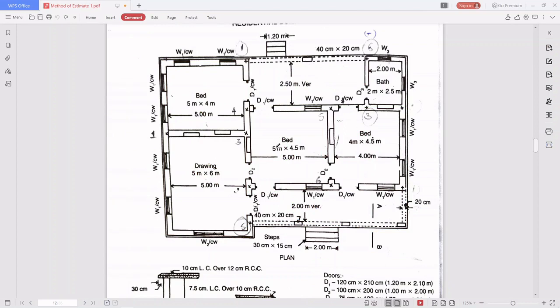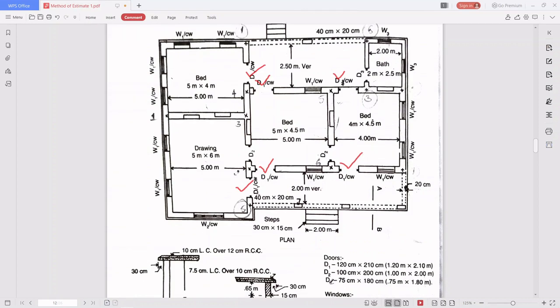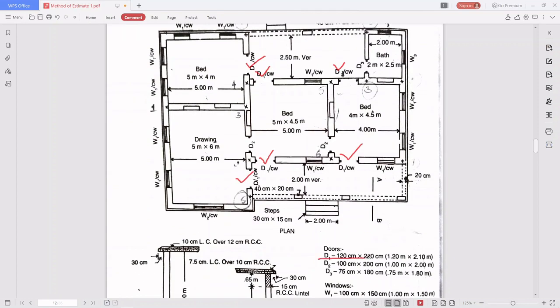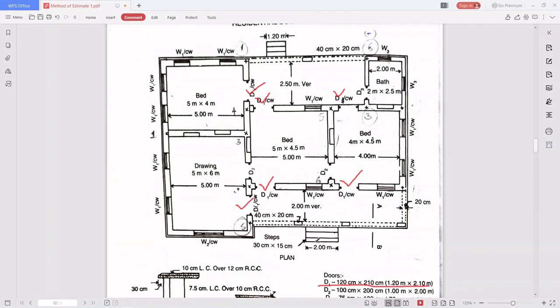Then what all can we see? We can see different types of doors are there. See here D1, 2, 3, 4, 5, and 6. Okay, so you have six types of doors. D1 door, what is the measurement? That is 1.20 meter into 2.10 meter is the D1.